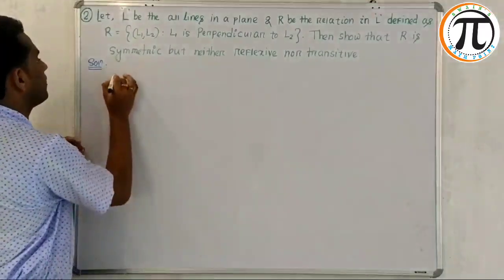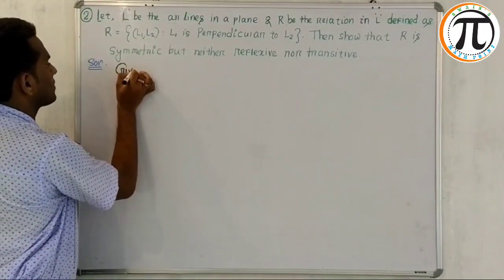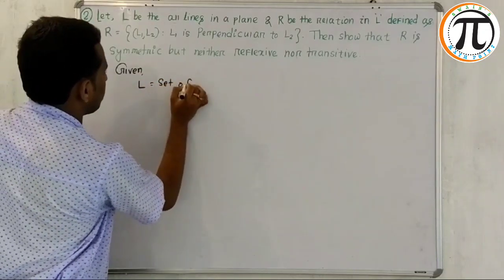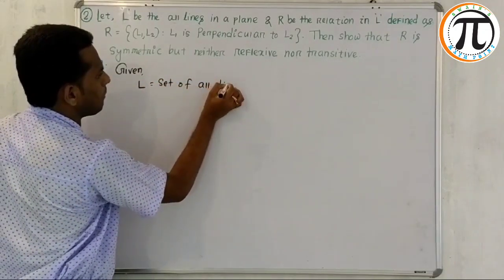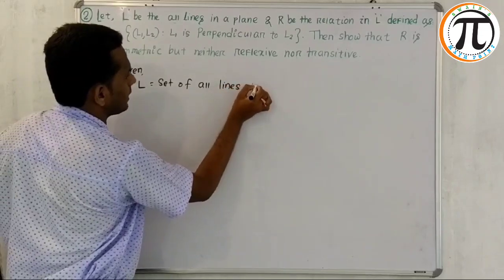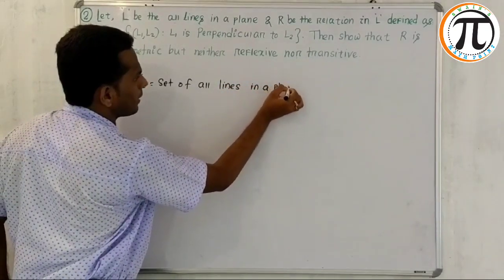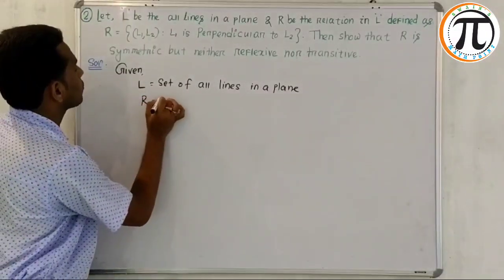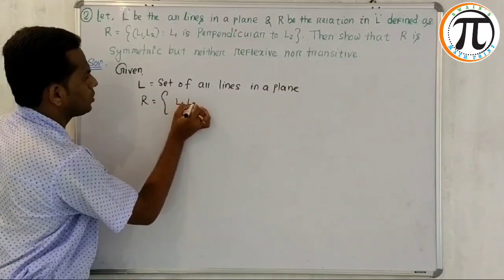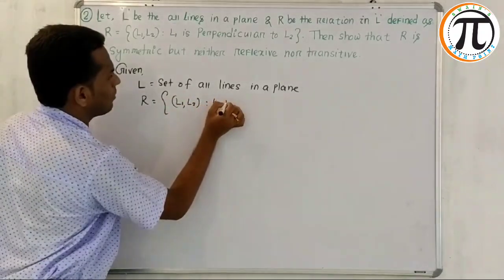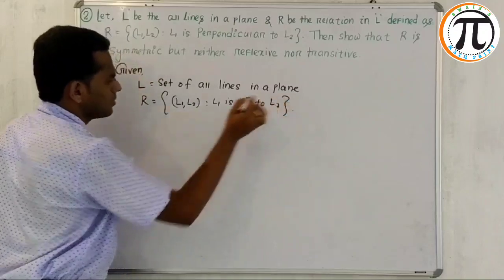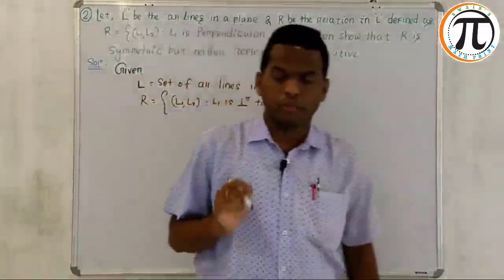So given data, what is it? Given: first thing, write L equal to the set of all lines in a plane. This is given data. Clear? Coming to next, R is given. R is what? (L1, L2) such that L1 is perpendicular to L2. Okay? So line 1 is perpendicular to line 2.